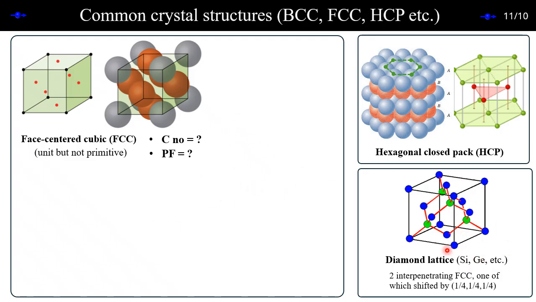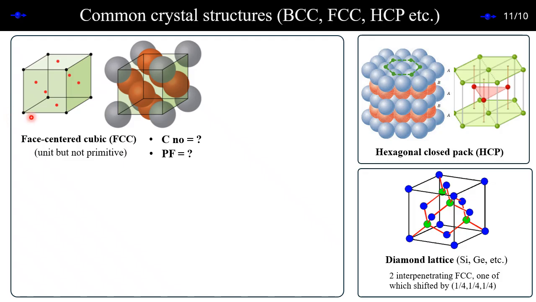So this is called the diamond lattice. Diamond lattice is two FCC lattices, shifted by 1/4, 1/4, 1/4. Did you understand what I said, or is it too complicated? Imagine one FCC lattice, imagine another FCC lattice, put it inside, and shift the other one by 1/4, 1/4, 1/4 with respect to the origin.